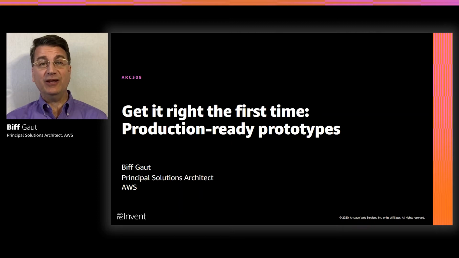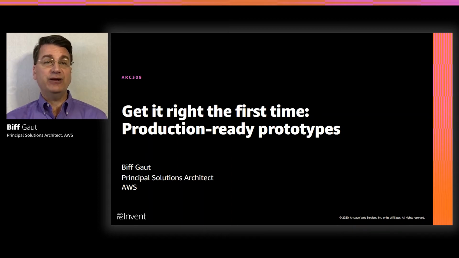Over the next 30 minutes, you're going to learn how to create robust and secure application architectures in a fraction of the time you now spend creating quick and dirty prototypes. My name's Biff Gott. I'm a principal solutions architect and I've been with AWS for 7 years. To give you an idea how long that is in AWS time, it was at my first reInvent 7 years ago that we introduced what was then a brand new service called CloudTrail.